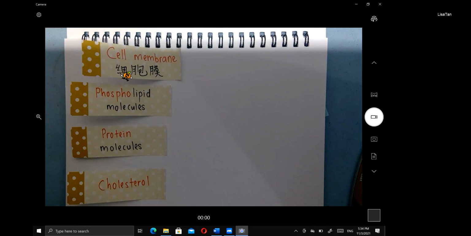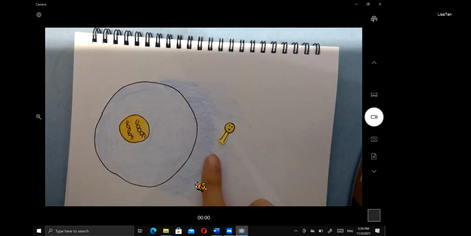Membrane. So our cell membrane, there are three components that make up the cell membrane, which are the phospholipid molecule, the protein molecule, and also the cholesterol molecule. Okay, so now we look at one of the phospholipid molecules. Okay, so this is the phospholipid molecule.